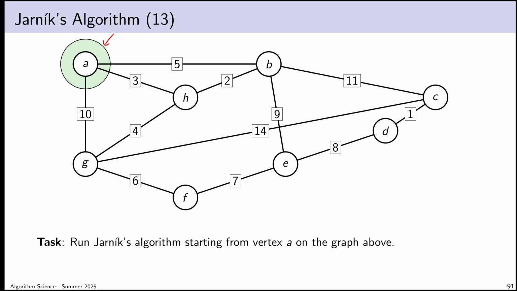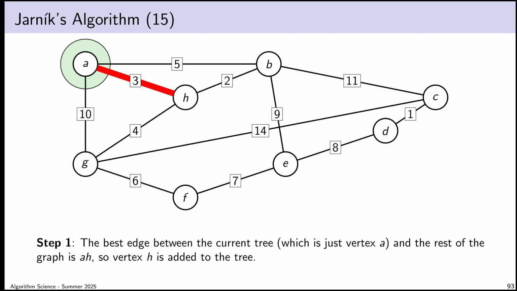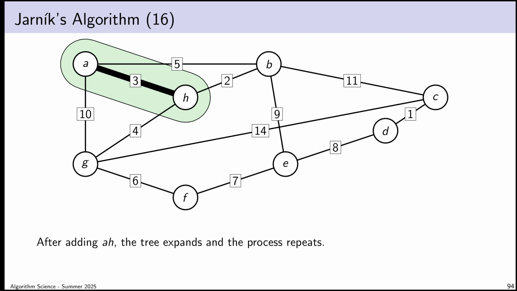Okay, so I'm going to run Jarník's algorithm starting at vertex A. So currently my tree is just vertex A. I will outline the current contents of the tree in green as we've been seeing, and currently it contains one vertex and no edges. Okay, step one. The best edge between the current tree, which is just vertex A, and the rest of the graph is the edge AH, because that's the lowest weight edge joining the tree to the outside world. So we bring vertex H into the tree along this edge. Great, now the tree is just A and H. And so the tree expands and the process repeats.